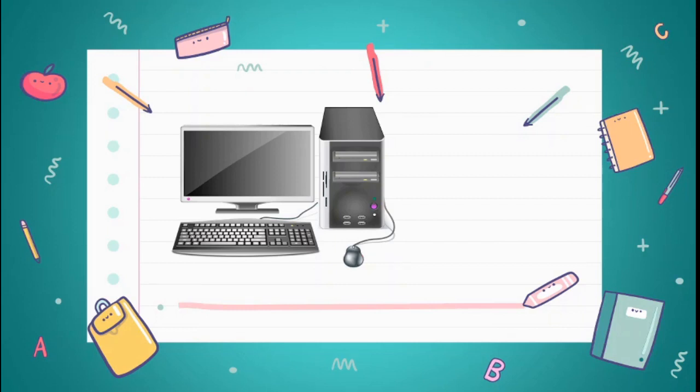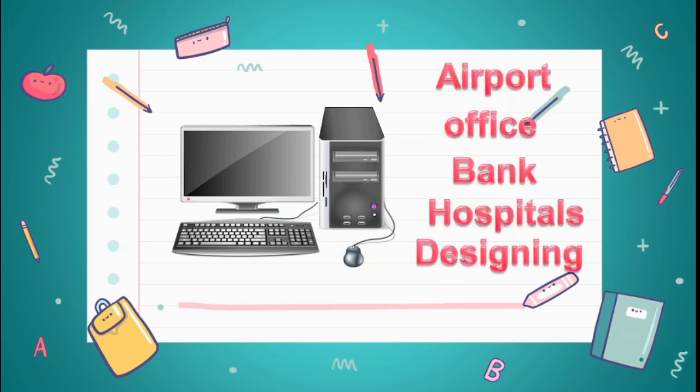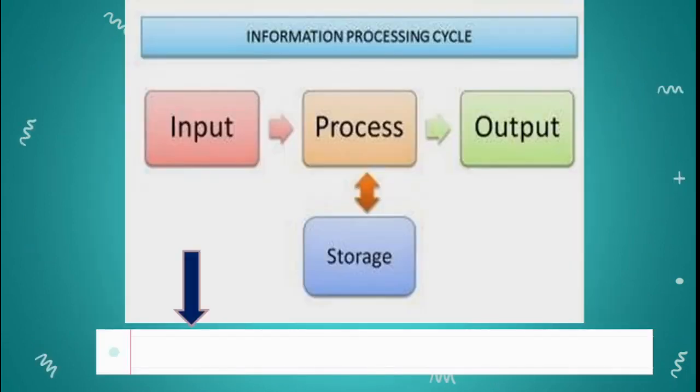A computer is a useful machine, or you can also say that it is an electronic device which performs all different types of functions and jobs. There are many uses of computer. It is used at almost every workplace like airport, offices, hospitals, designing, bank, etc. So students, let's see how a computer works.